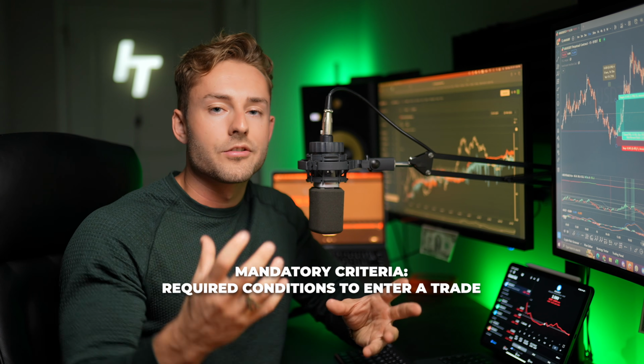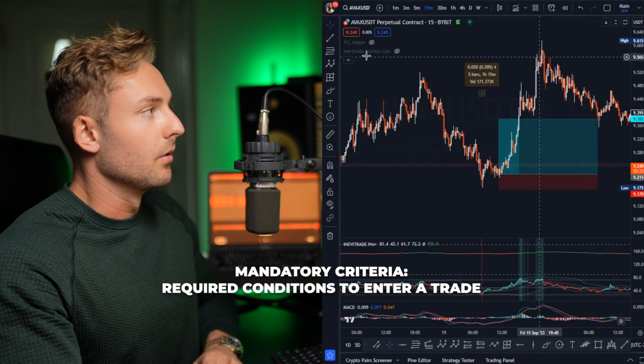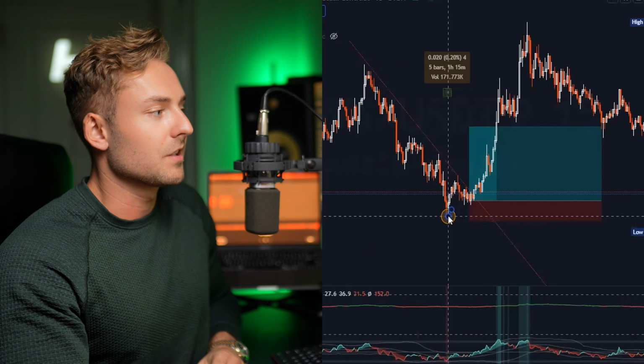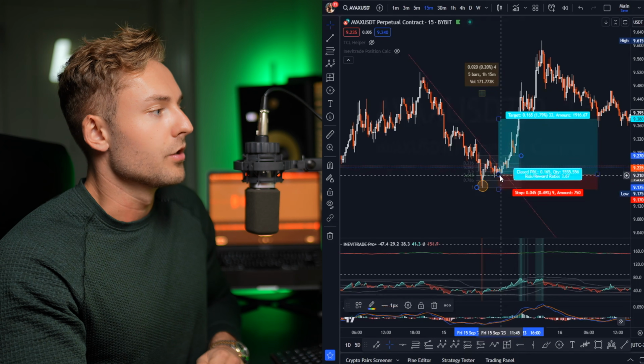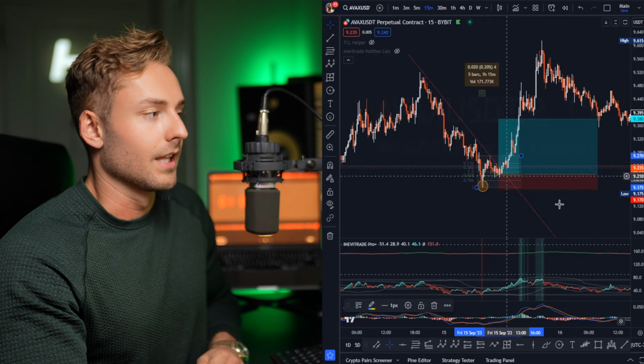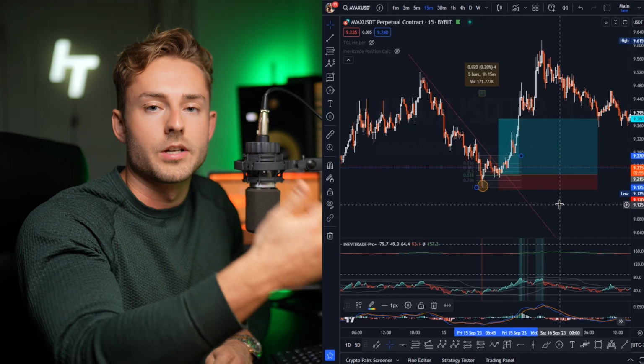But an example of mandatory entry criteria is something that you need to have in order to even entertain the idea of entering the market. So in this situation, okay, I need this specific level to reach a certain point, and I needed the area I was going to enter to be right at this green line here. Those are mandatory entry criteria for me.